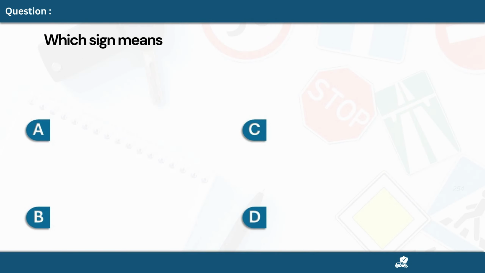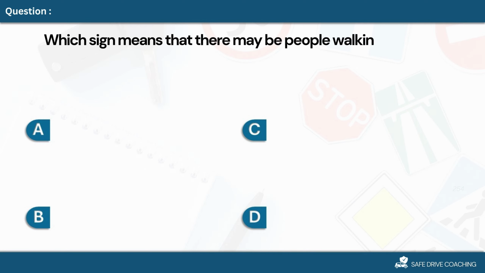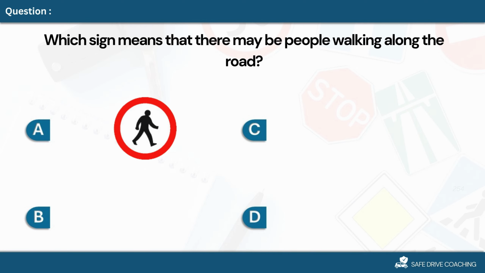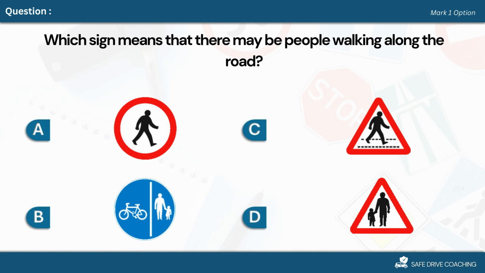Which sign means that there may be people walking along the road? The correct answer is D.